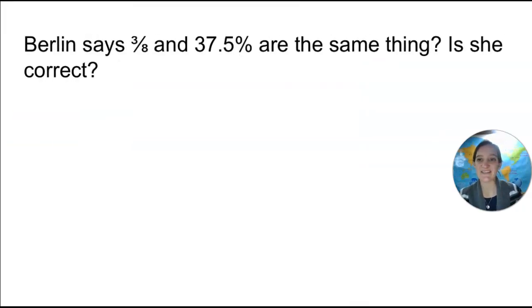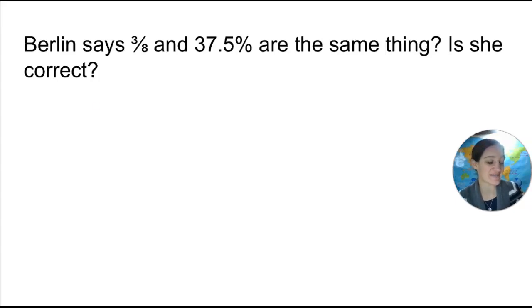All right, Berlin says 3/8 and 37.5% are the same thing. Ooh, I don't know. What does your gut say, yes or no? You're not just going to go with your gut, though, are you? You're going to show your work. You're going to prove it. I am going to prove it.